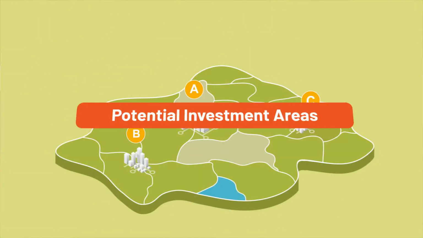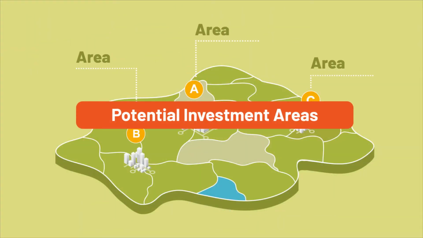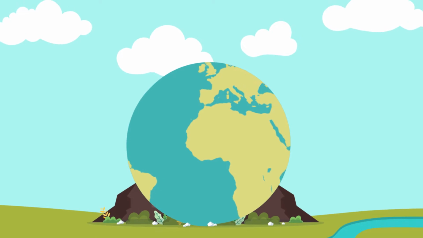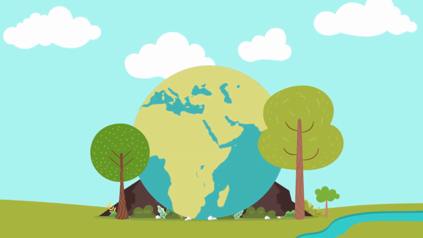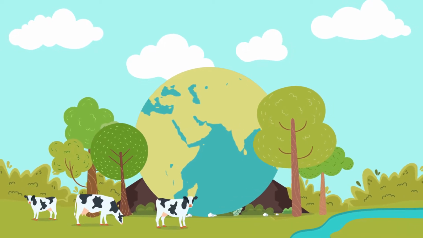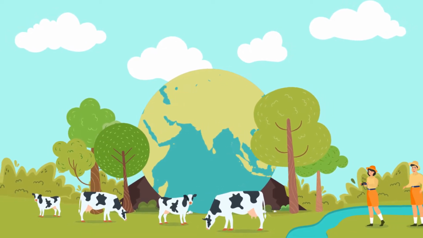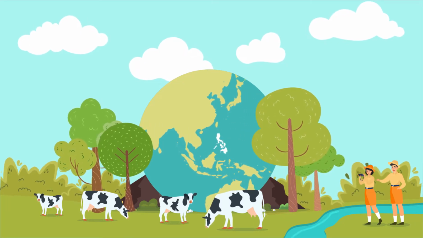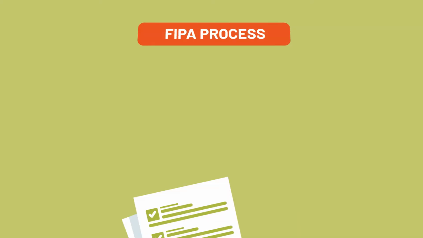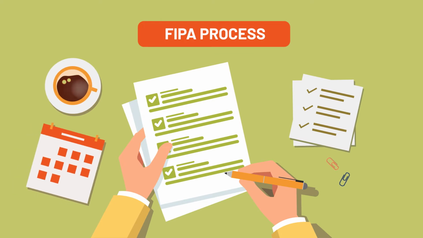Next is the Potential Investment Areas, or PIAs. PIA projects that can be explored under FIPP include, but are not limited to, forest plantations, cattle grazing, ecotourism outside NIPAS areas, projects dependent on providing other forest ecosystem services. Let's proceed to the 9 processes under FIPA.